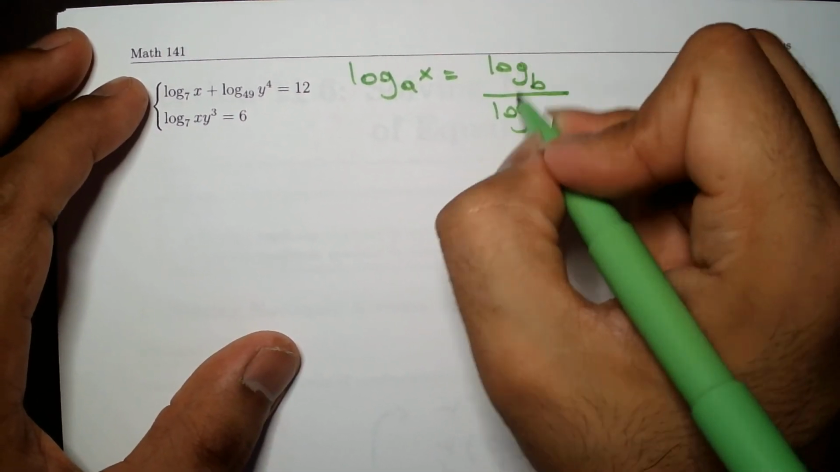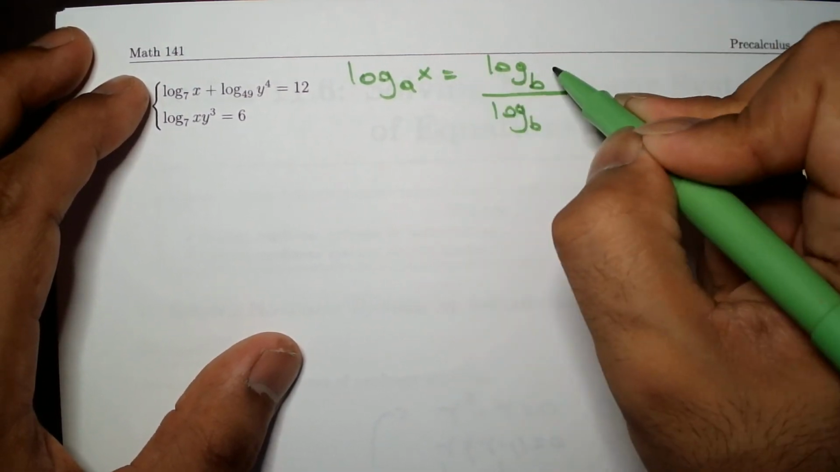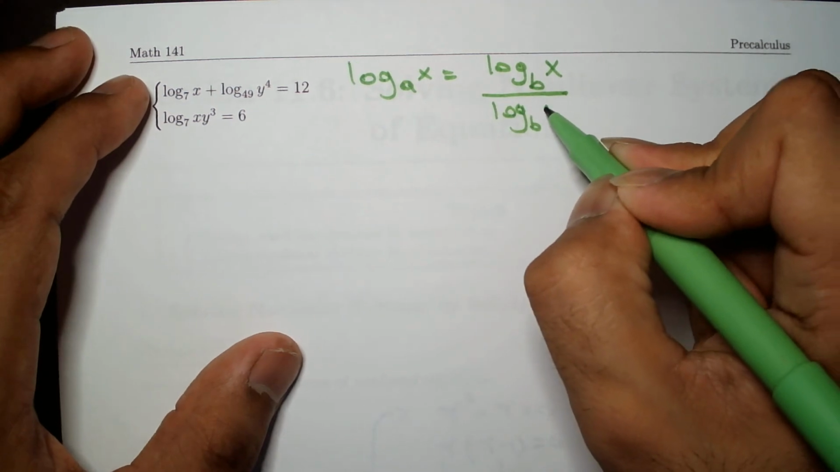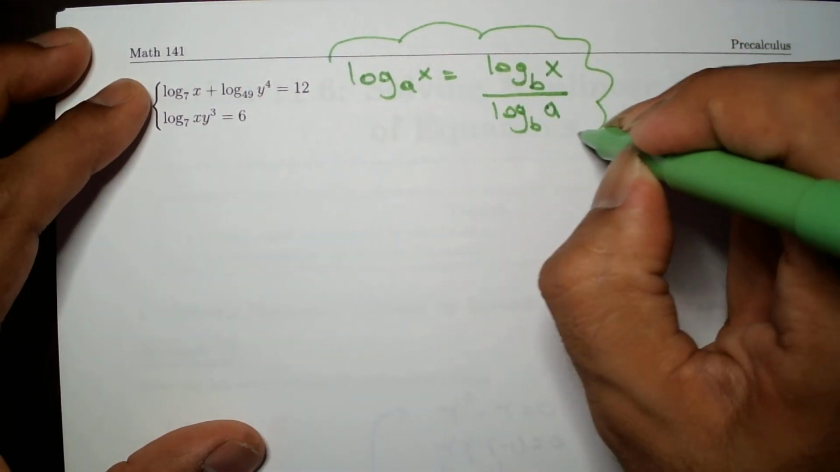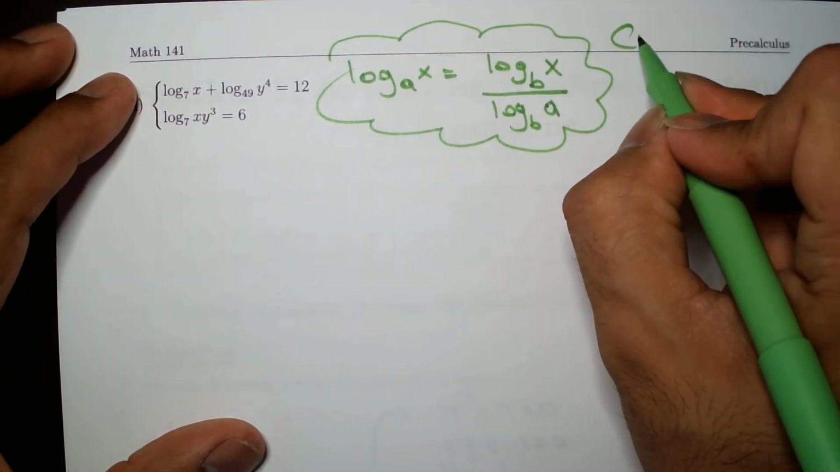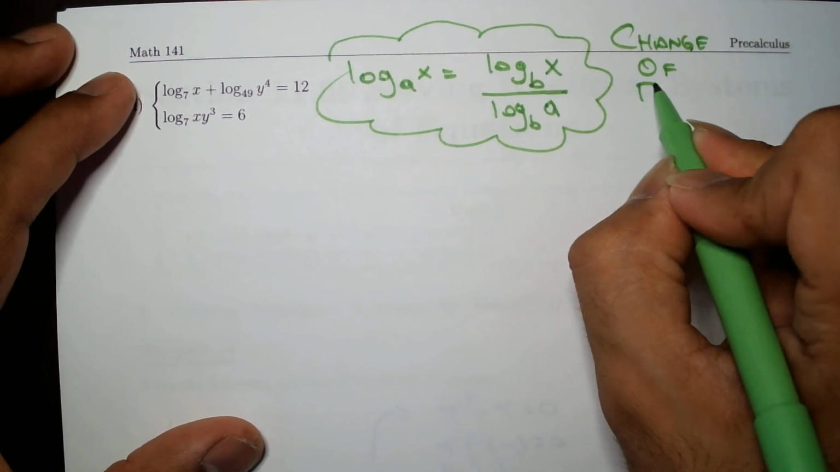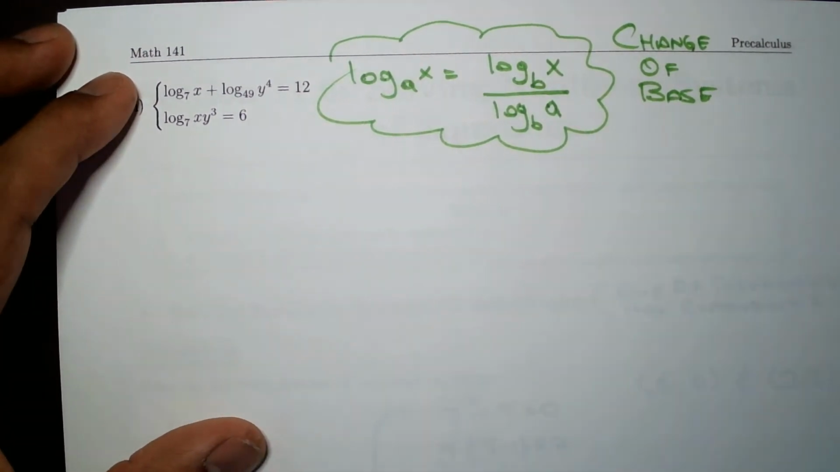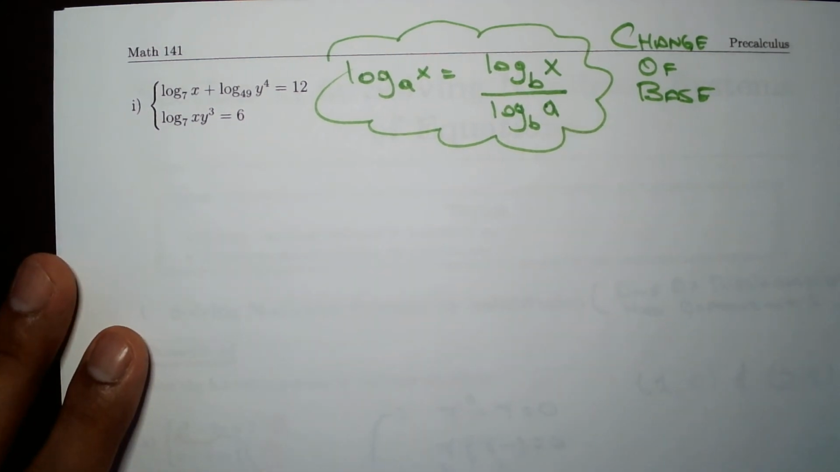We do it by finding the quotient of the log with the new base of x divided by a. So that's the change of base formula. That's the formula that we are going to use here. Change of base.